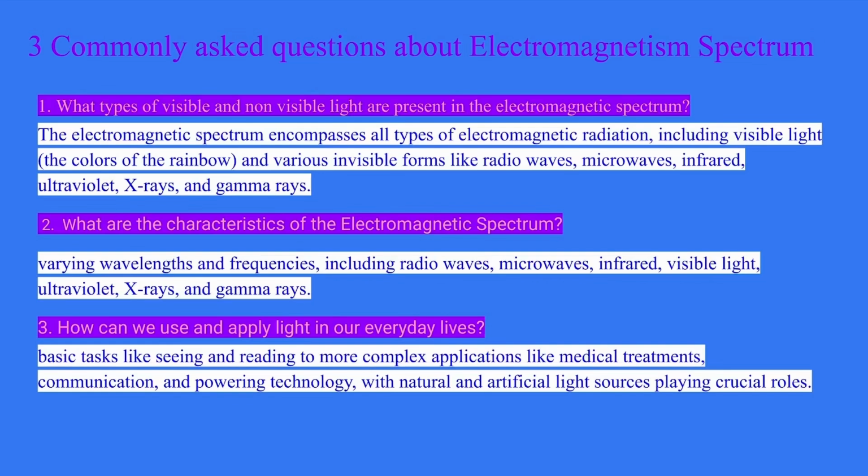What are the characteristics of the electromagnetic spectrum? Varying wavelengths and frequencies, including radio waves, microwaves, infrared, visible light, ultraviolet, X-rays, and gamma rays.